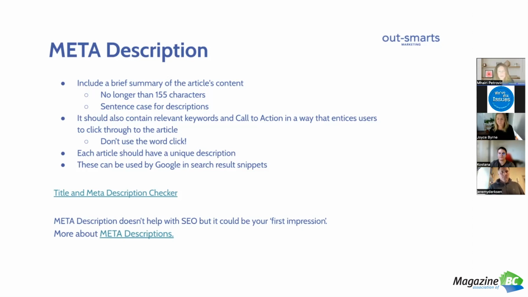You should also try to have some kind of call to action or enticement in your description. You don't want to make it marketing-like or sales-like, but you want to include something that piques people's interest, that makes them want to click through to learn more. Each article should have a unique description, and these can be used by Google in your search results. And again, if you click on the links that we've included in this slide, you can learn more about crafting really great meta descriptions.